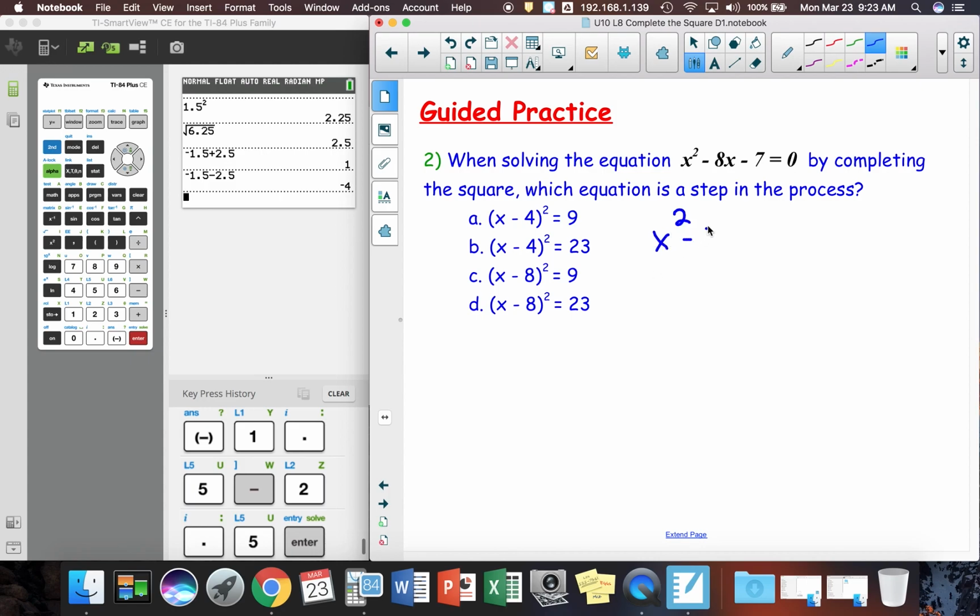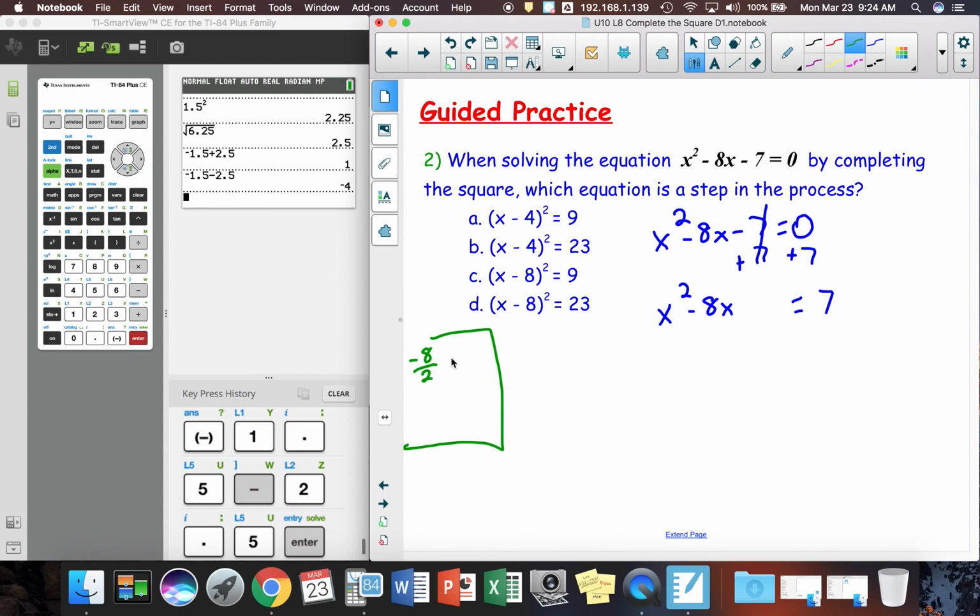We have x squared minus 8x minus 7 equals 0. Okay. First step here, we're going to add 7 to both sides. We're left with x squared minus 8x, remember, leave your space, equals 7. And now we're going to find that special number. I'm going to do that over here. So we take our b term, which is negative 8, divided by 2, which is negative 4. Now I'm going to underline that because remember, that's our special number.